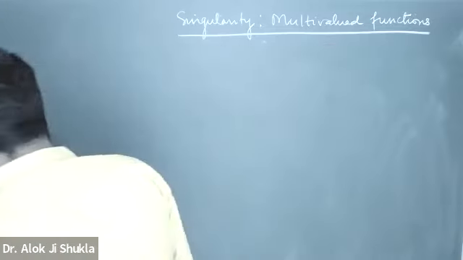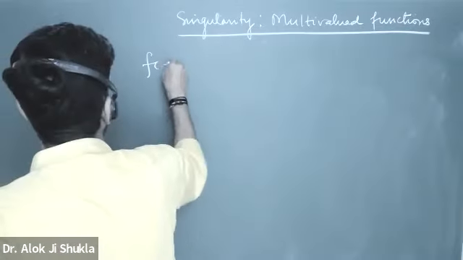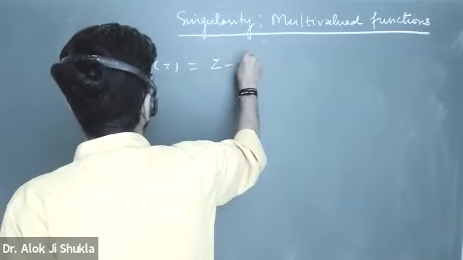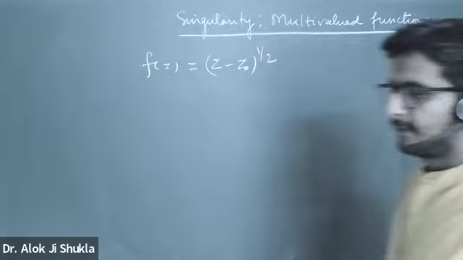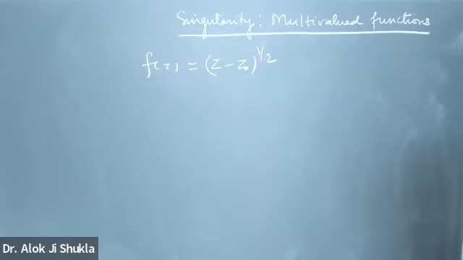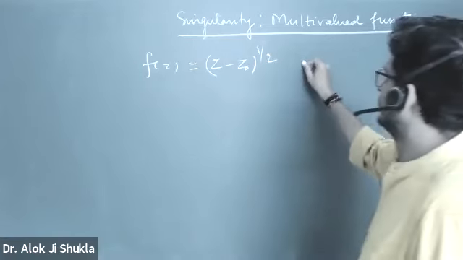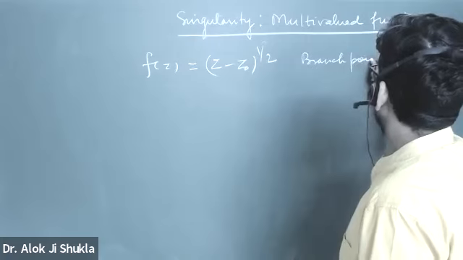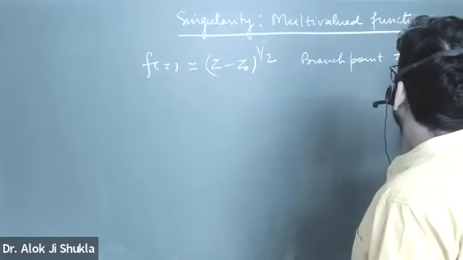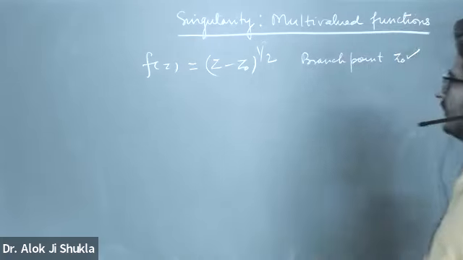So now let me just ask you, if you have a function f(z) is equal to (z minus z naught) to the power half, what is the branch point? Z naught. Branch point is z naught. Absolutely correct.